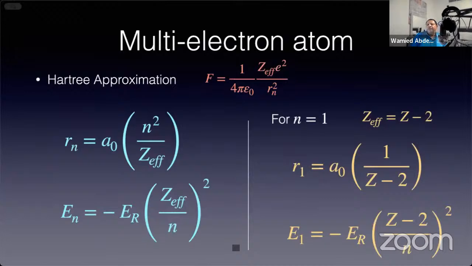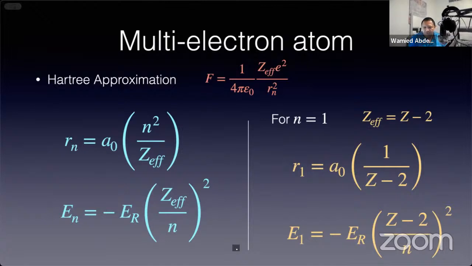Okay, so now we come to this question. Now Bohr talked about a single electron atom. Even it doesn't matter what's the charge in the nucleus, still we're going to have one electron, okay? But in reality, we have atoms that do have multiple electrons, okay? So how do we deal with this?